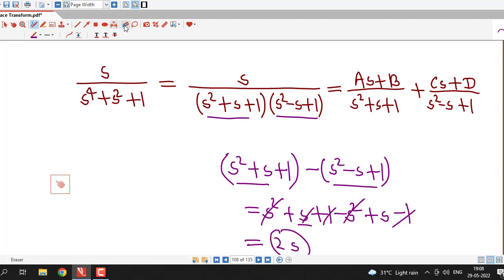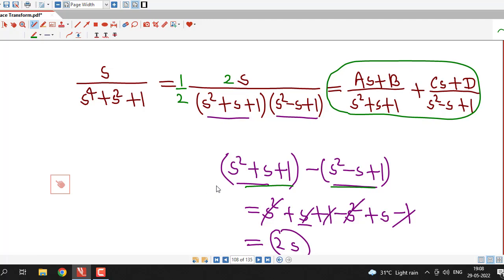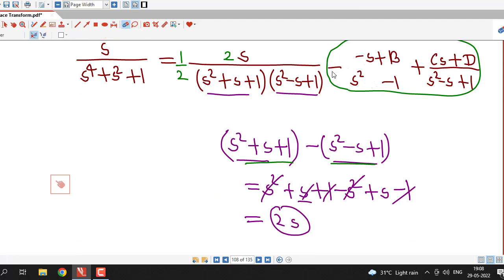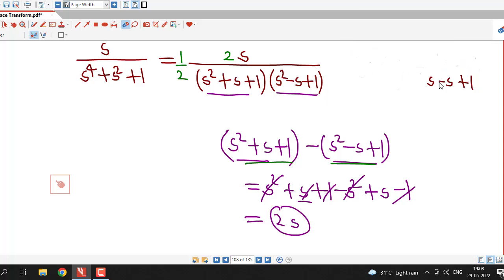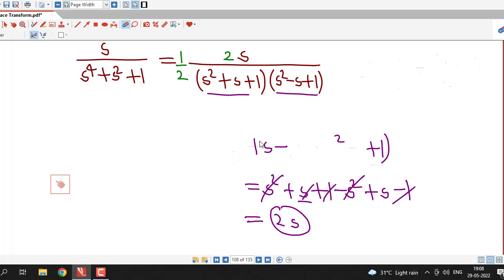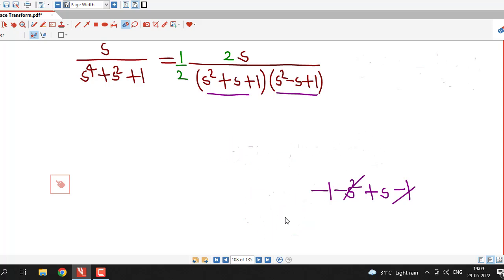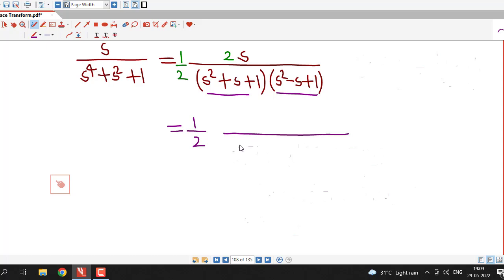So it is not necessary to go by the partial fraction method. Instead we will write s as 1 by 2 times 2s, and 2s will be replaced by the difference of these two quadratic factors. We are not using partial fractions because it is possible here to write 2s as the difference of these two quadratic polynomials, and this is possible if the two factors in the denominator are of the same degree. Here we have two polynomials of the same degree, and therefore it is possible.